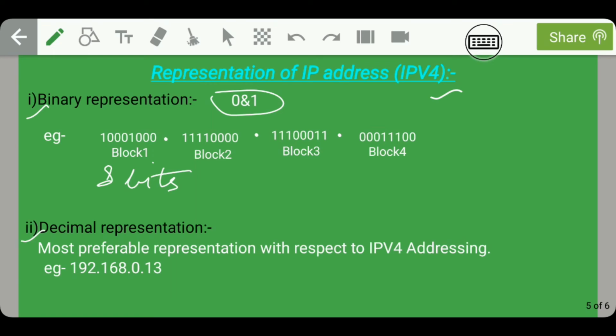Guys, moving on, the second type of representation of IPv4 addressing is decimal representation. Guys, decimal representation is the most preferable representation with respect to IPv4 addressing. An example of a decimal IP address is 192.168.0.13. Here again there are 4 blocks and each block is of 8 bits.